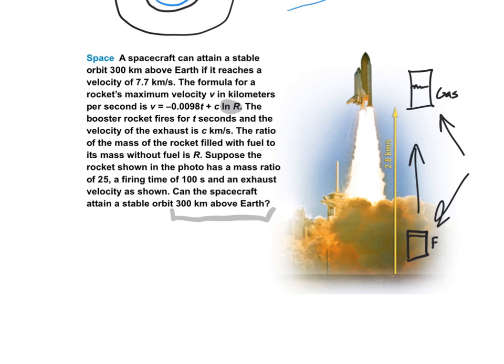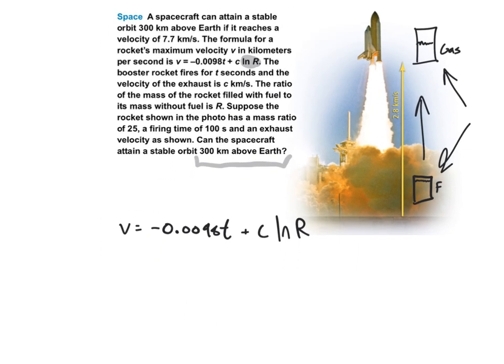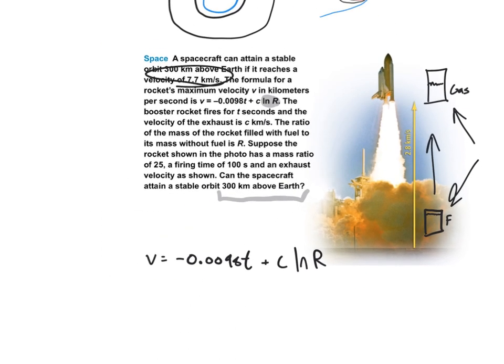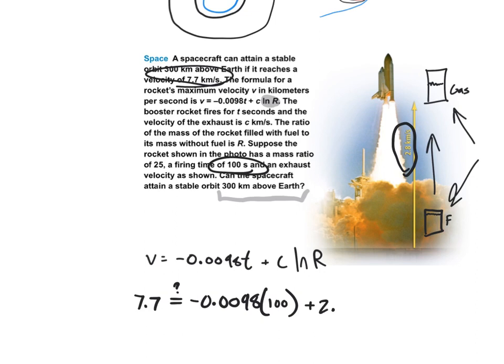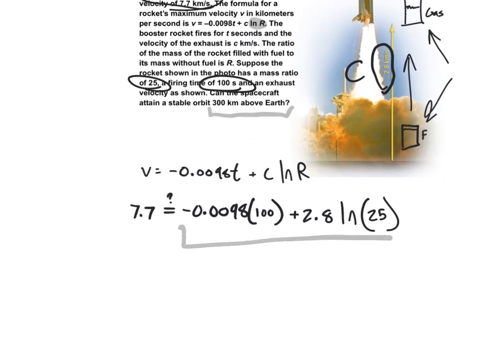So in terms of our equation, which is v is equal to negative 0.0098 t plus c times the natural log of r. If we're going to be orbiting 300 kilometers above Earth, we need our velocity to be 7.7. So we're going to determine, is 7.7 equal to our equation when we plug in the different variables? They told us that our time was 100 seconds. They told us that our c is the velocity shown. So we have 2.8. Here's our c right there. And then the natural log of 25, this is just going to be a button on our calculator.